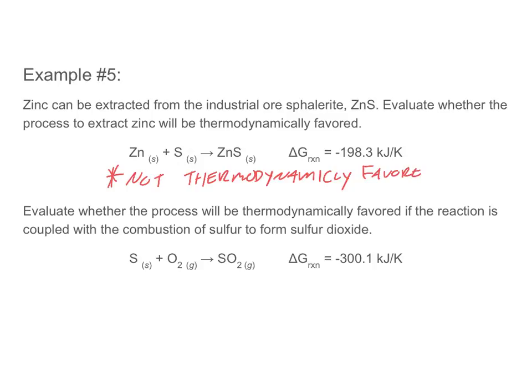So this is not thermodynamically favored, for the reverse reaction, for forming zinc. Okay. Now, looking at the next one, evaluate whether the process will be thermodynamically favored if the reaction is coupled with the combustion of sulfur to form sulfur dioxide.